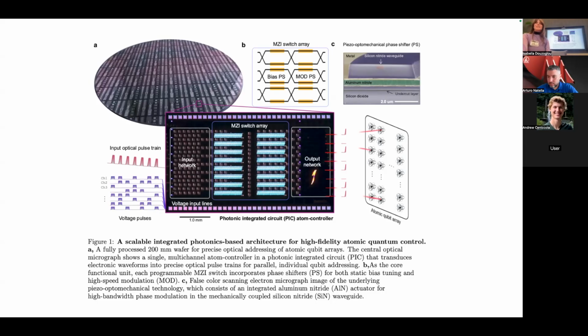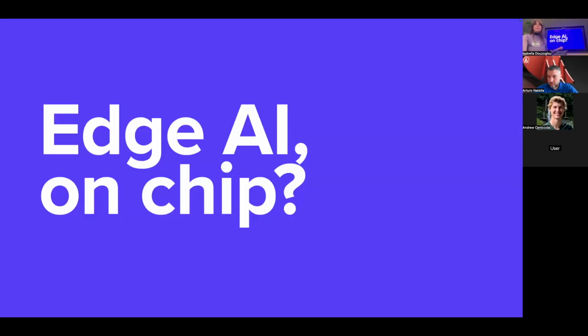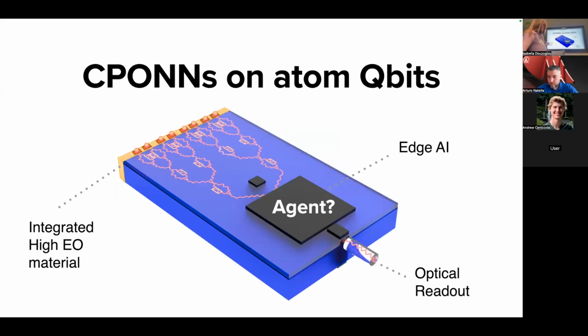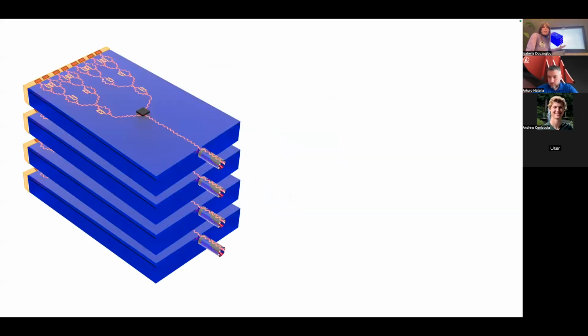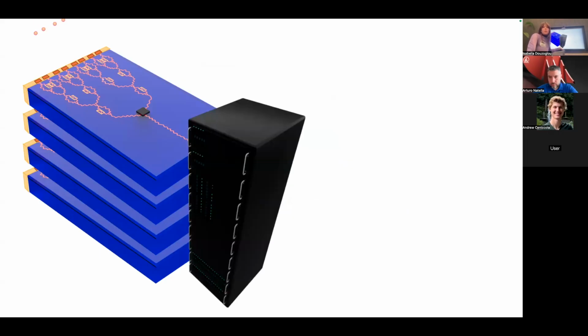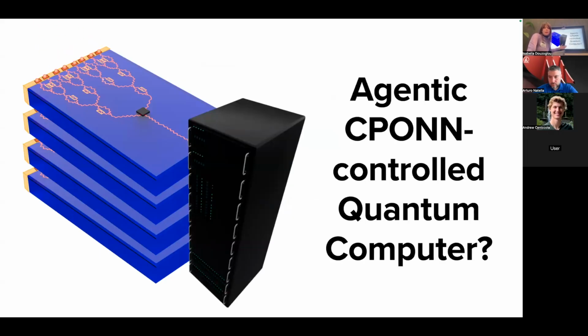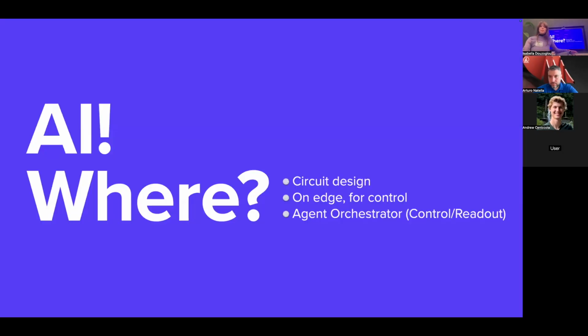Okay, so another idea that comes to mind. What about we put an agent or an AI on chip? Of course you have a co-packaged optical chip where you can have the agent live on the electronics and do the control of the QPU. Or you could have a stack of chips and have a cluster essentially do the control of the atoms. And this would be an agentic co-packaged neural network controlled quantum computer. So what I covered today is AI where? In the circuit design, on edge, or as an agentic orchestrator.